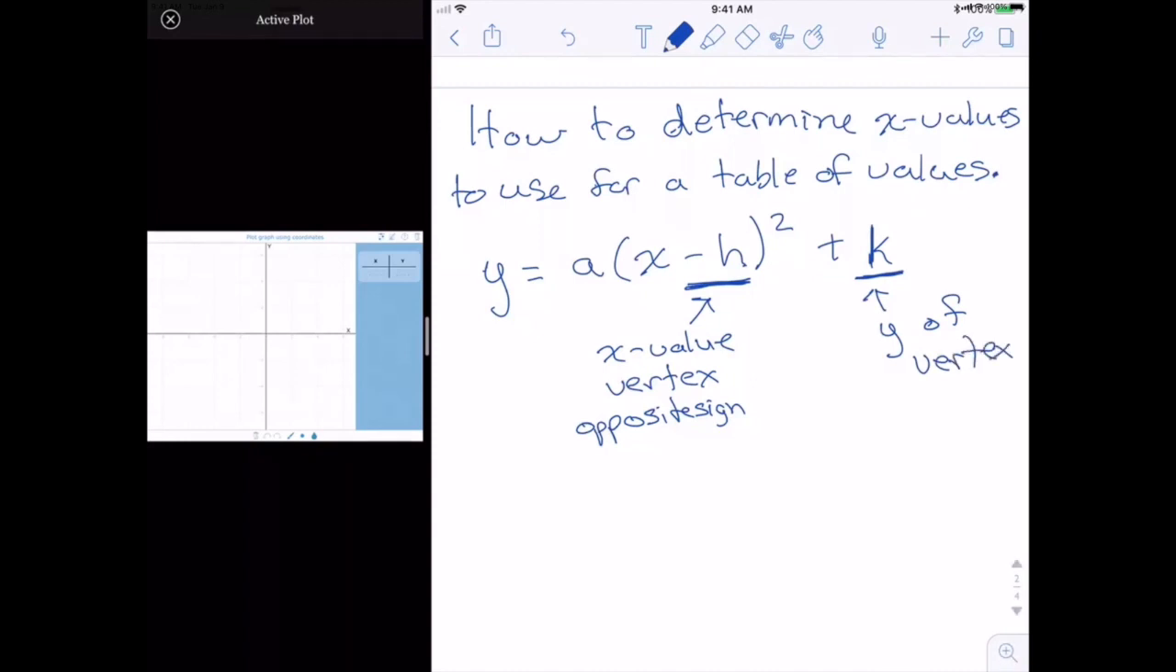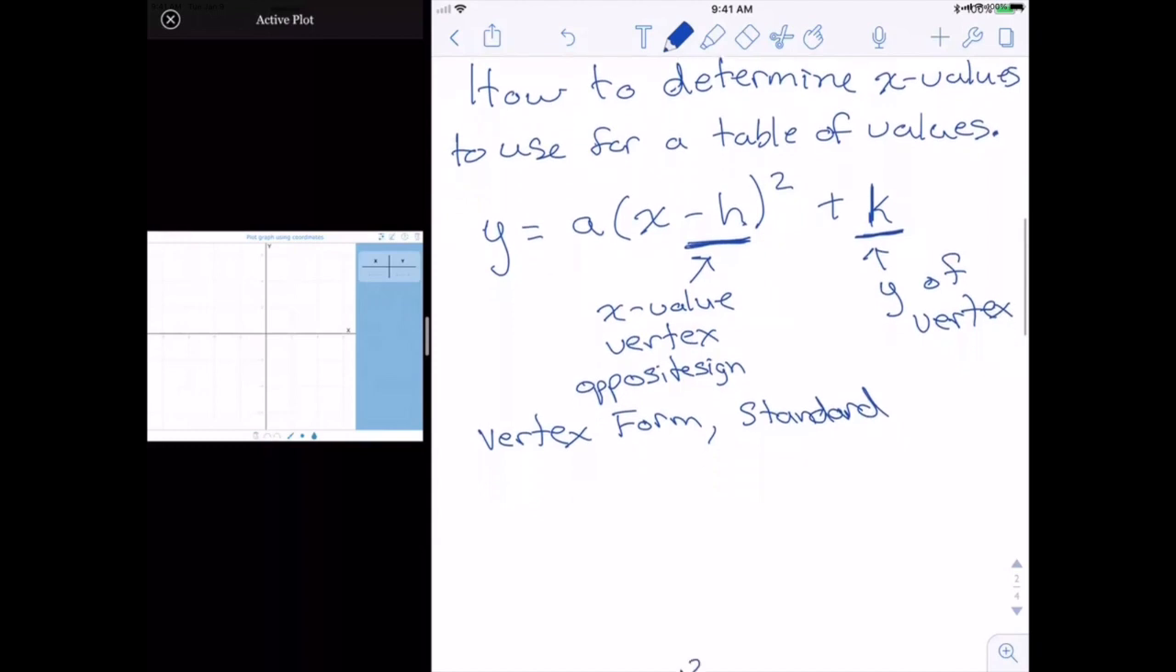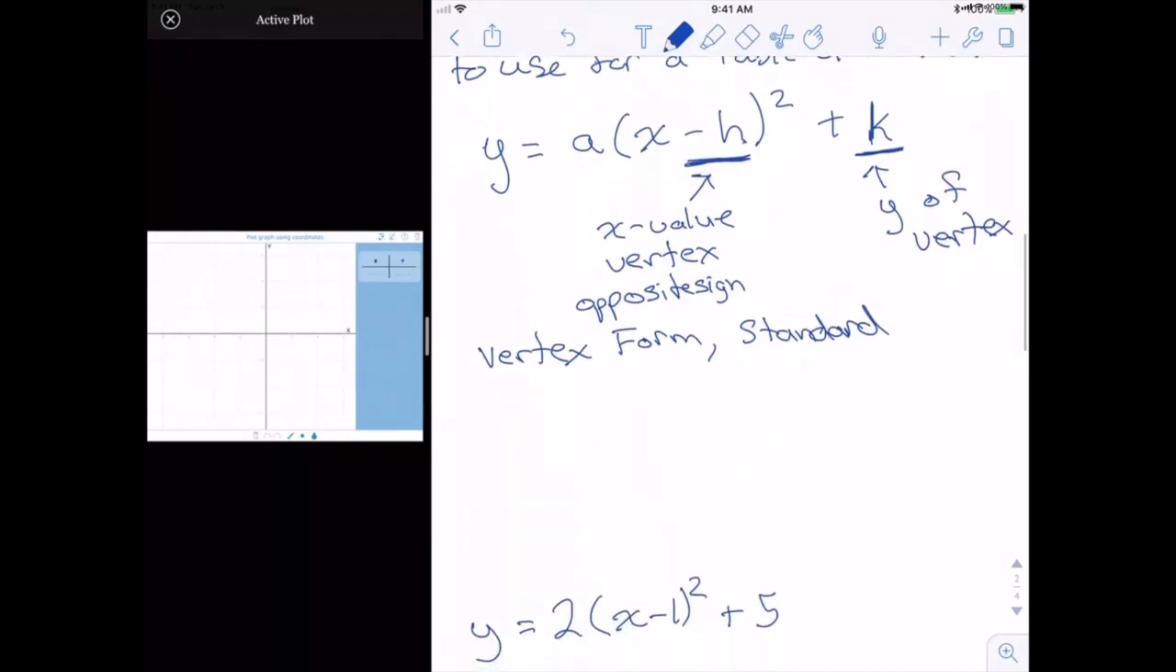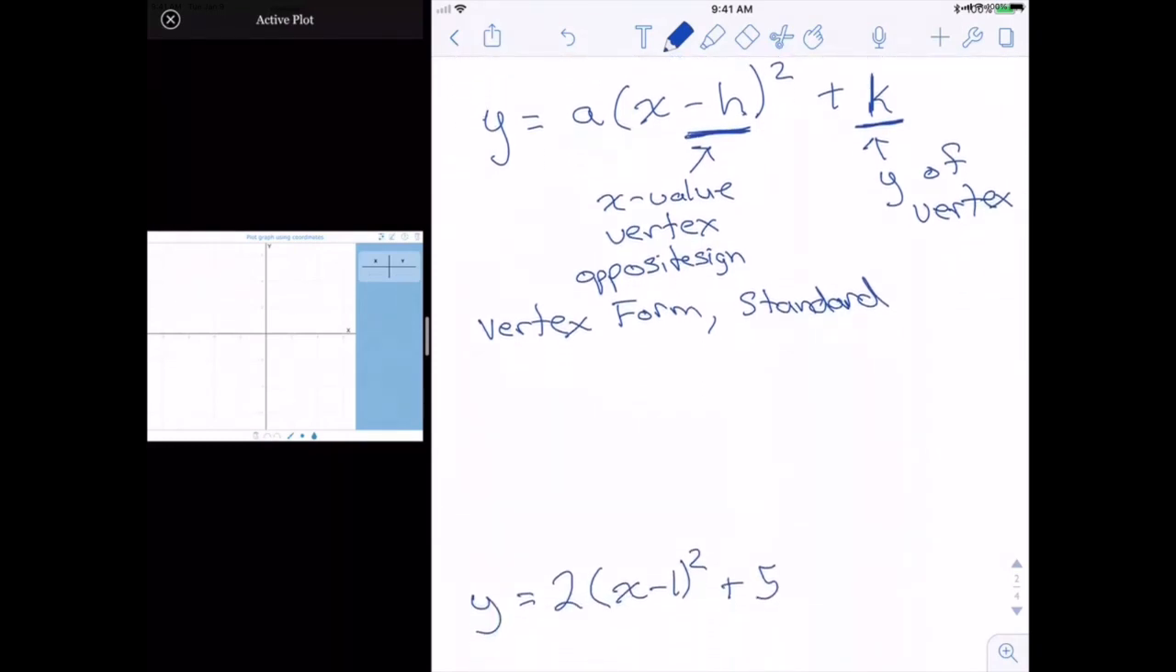This form of the equation for a parabola is often called the vertex form, and that's because you can determine the vertex from that form. It's also sometimes called the standard form, so you'll see both things. Let's look at an example using actual numbers.